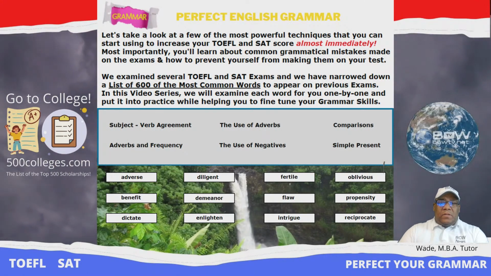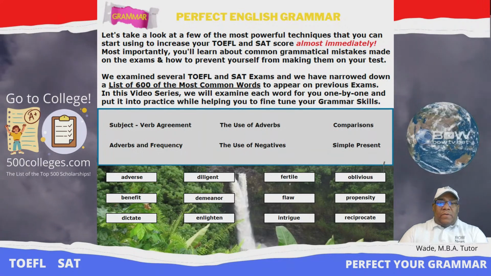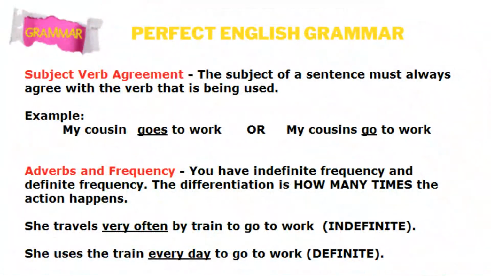So we're going to take a look at subject-verb agreement, and basically the subject of a sentence must always agree with the verb that is being used. So for an example, my cousin goes to work, or my cousins go to work. That would be an example of subject-verb agreement, where the subject of the sentence must always agree with the verb that's being used.